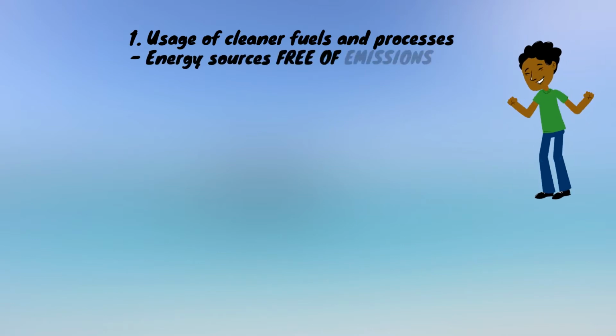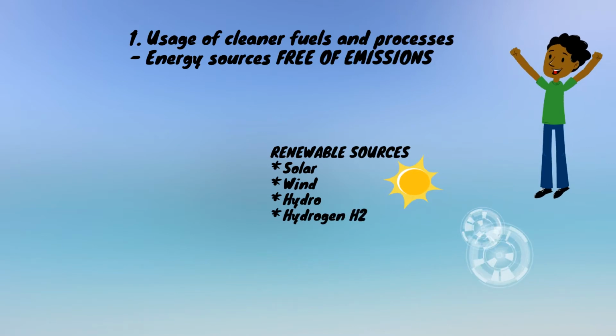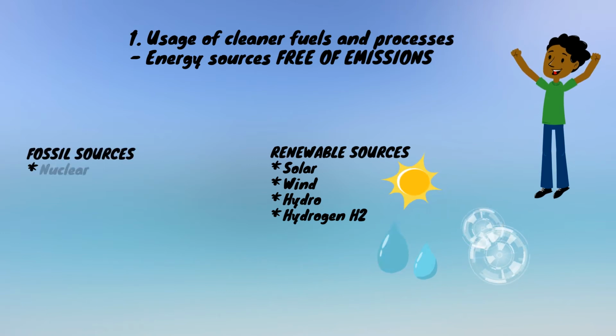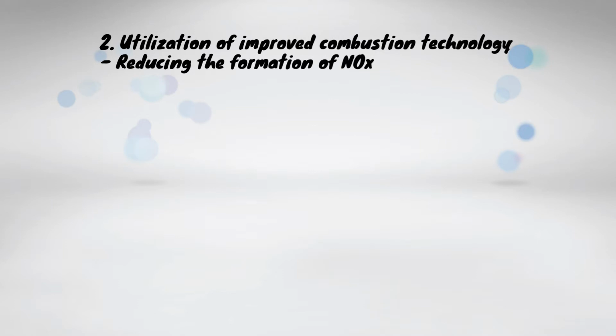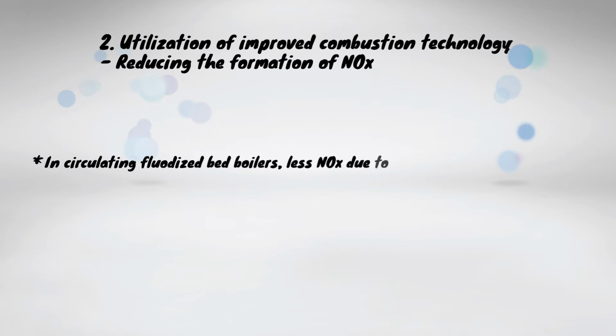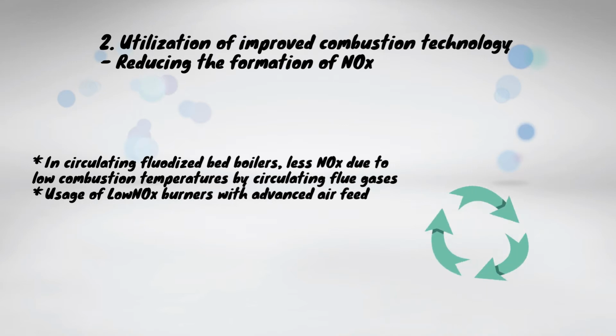Some energy production methods are free of emissions. This is the case with solar, wind and hydropower and with the usage of hydrogen. The use of nuclear reactions and geothermal heat does not make emissions, but there are problems with nuclear waste. In circulating fluidized bed boilers, the formation of nitrogen oxides can be reduced using low burning temperatures and circulating flue gases. Another NOx reduction method utilizes low NOx burners with advanced combustion air feed.